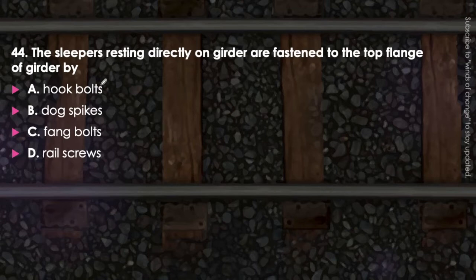Next question. The sleepers resting directly on the girder are fastened to the top flange of the girder by hook bolt, dog spikes, fang bolts, or rail screws. Think about it. Here we are talking about the case of the girder. In case of girder, the sleepers resting directly on the girder are fastened to the top flange of the girder. How is it fastened?